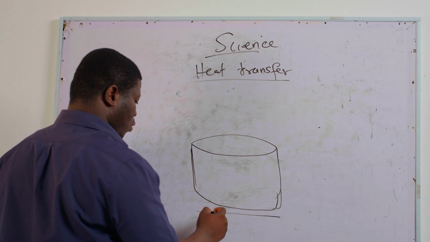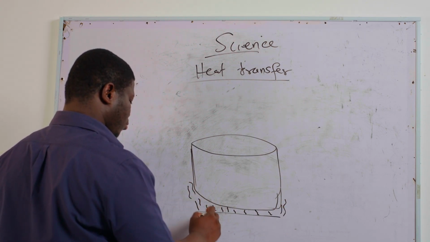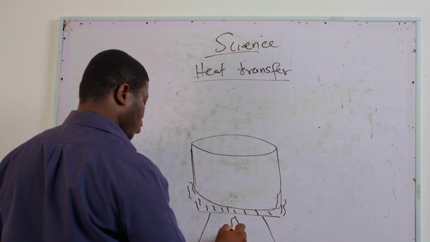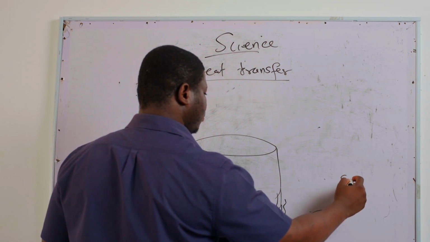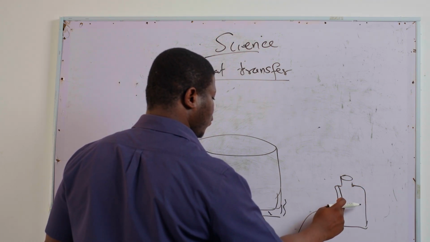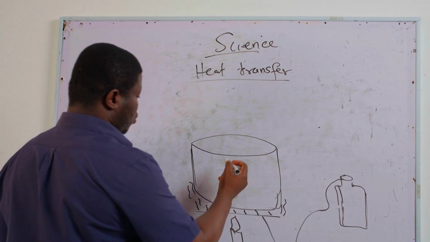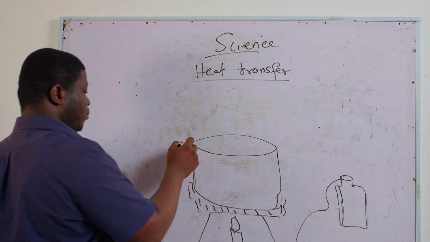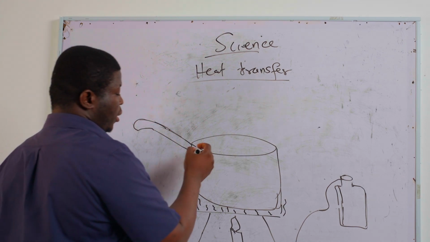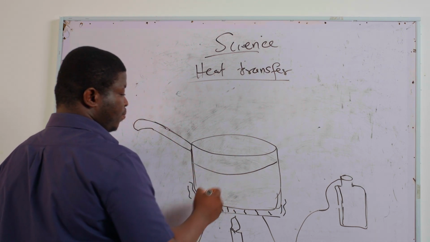So we have a pot on fire, maybe connected to your cylinder. Have your cylinder somewhere here, a big cylinder that you've connected your waste into. Then here we have the handle of the cooking pot. And then here we also have water in it.